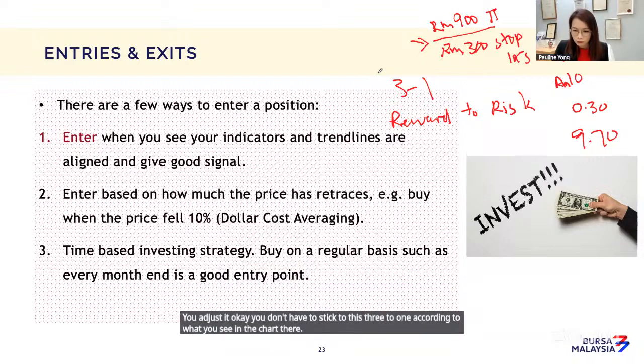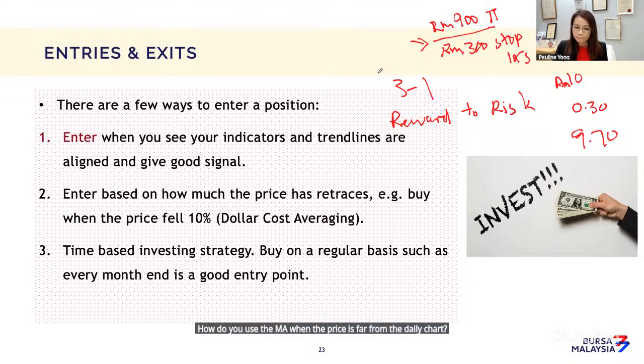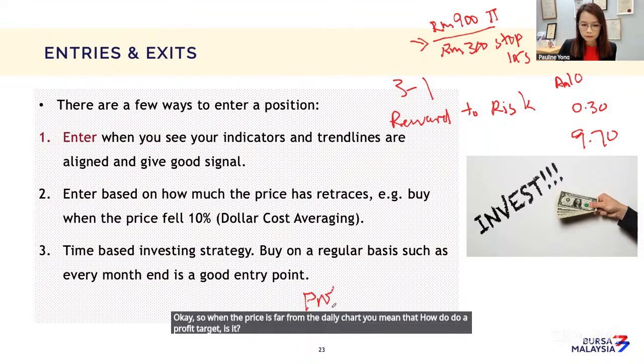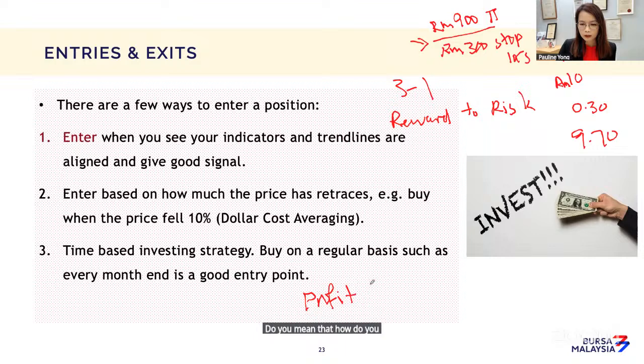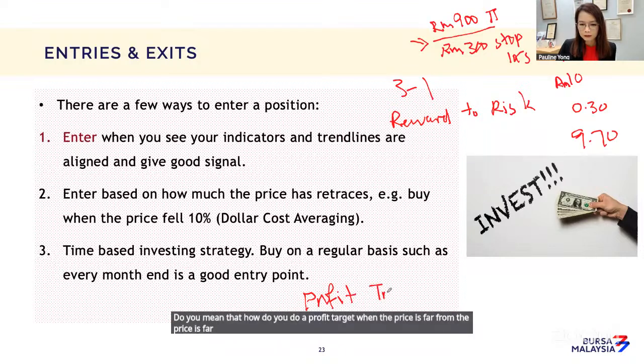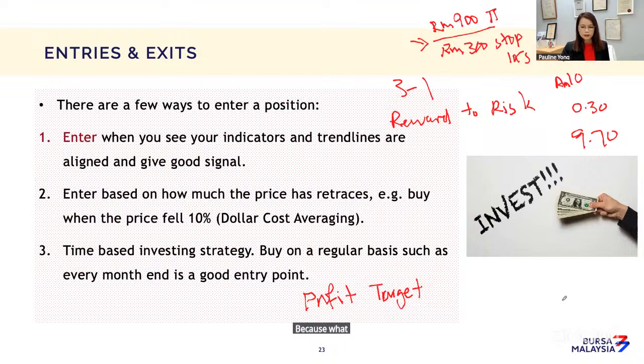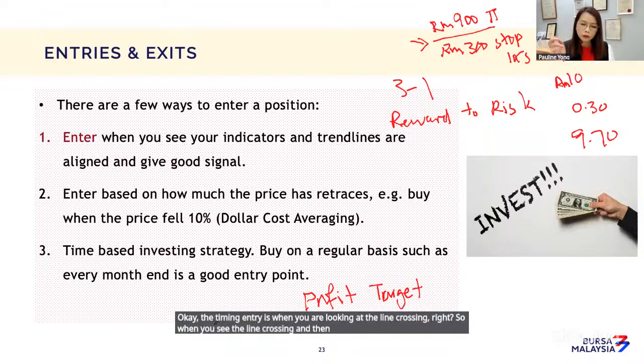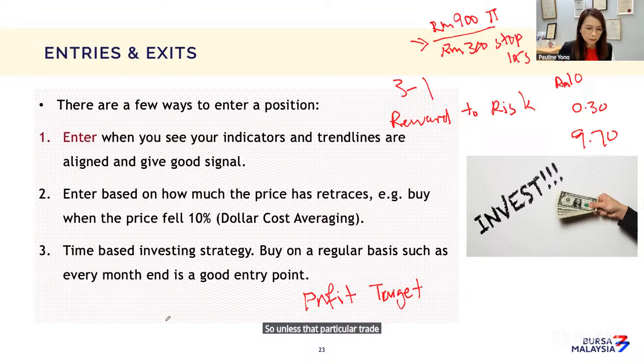How to use the MA when the price is far from the daily chart? Do you mean how do you set a profit target when the price is far from the MA line? What is your question specifically? Because what I can see is that there is a possibility with the timing entry. The timing entry is when you see the line crossing, and then you count 3 bars, then you are able to enter already. Unless that particular trade has a gap up.